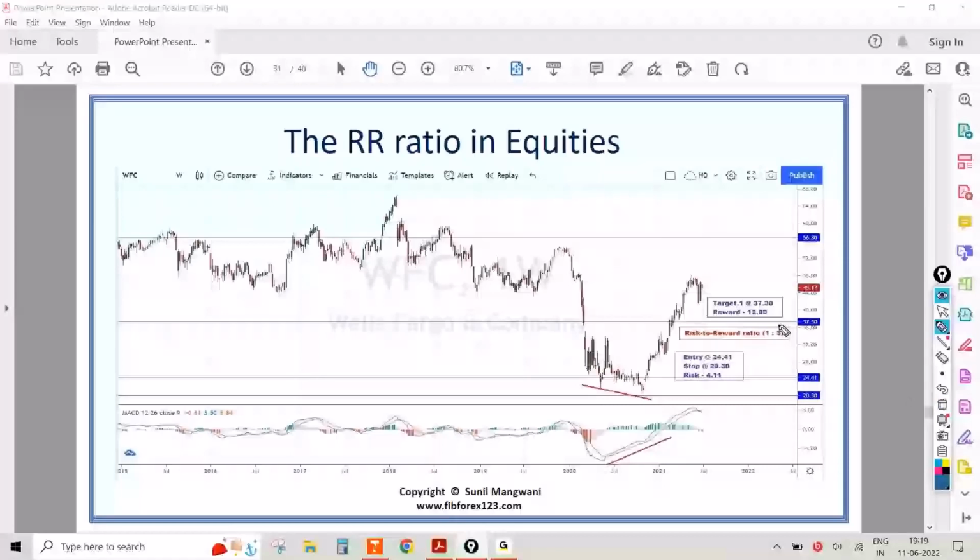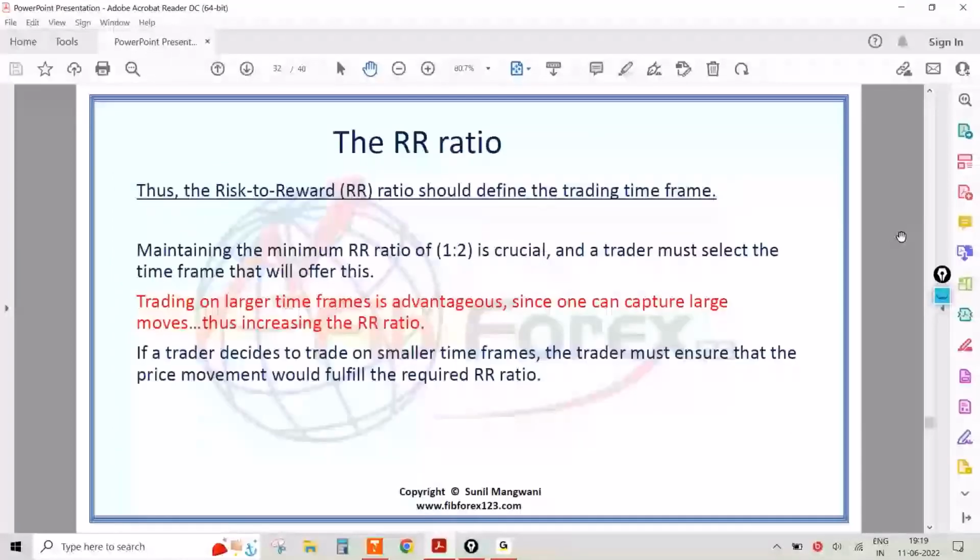Of course, if a fund is trading equities on a weekly time frame, this move probably took 4 or 5 months to complete. But it depends on what every trader is doing. So this is an example on equities. So bottom line, your risk to reward ratio should define your trading time frame. Maintaining the minimum RR ratio of 1:2 is crucial, and I call it crucial. And you must select a time frame and an instrument that will give you this.